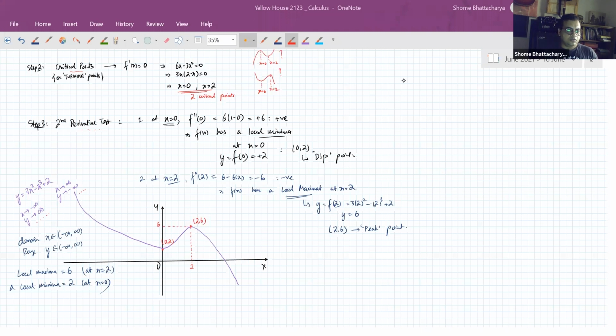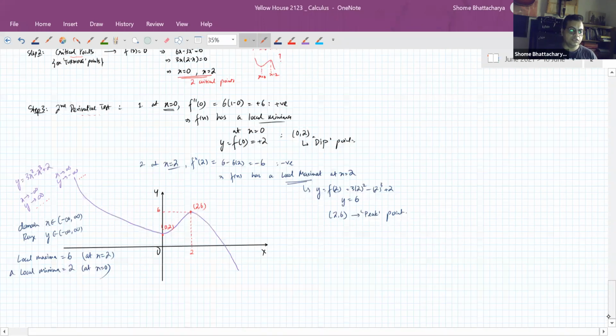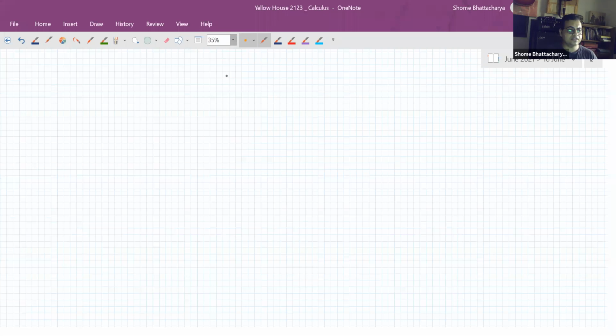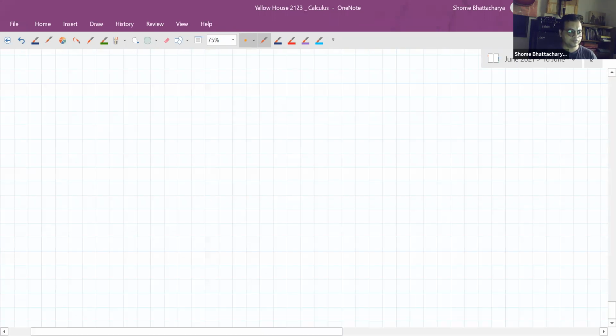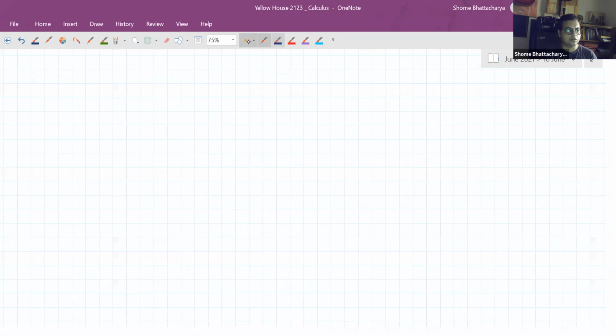Okay, so it will take you a little bit of practice to get used to applying this method, just like we've practiced chain rule earlier and things like that. So let's look at another example. So this one you try out yourself now.